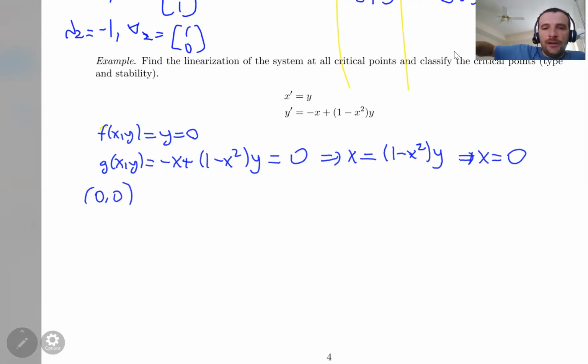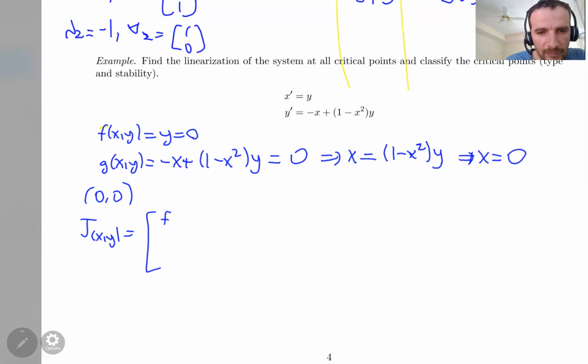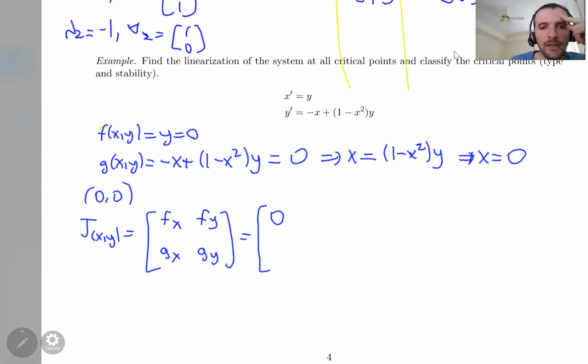Okay. All right, let's find the Jacobian at any x, y. Remember, it is the partial derivative of f with respect to x, partial derivative of f with respect to y, partial derivative of g with respect to x, and partial derivative of g with respect to y. And what's the partial derivative of f with respect to x? It's just 0, right? f of x, y is y, and the derivative of y with respect to x is 0. And the partial derivative of f with respect to y is 1.